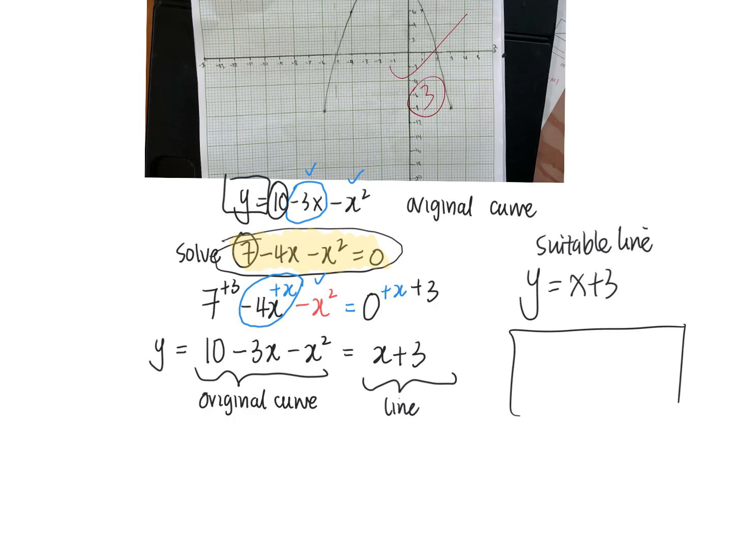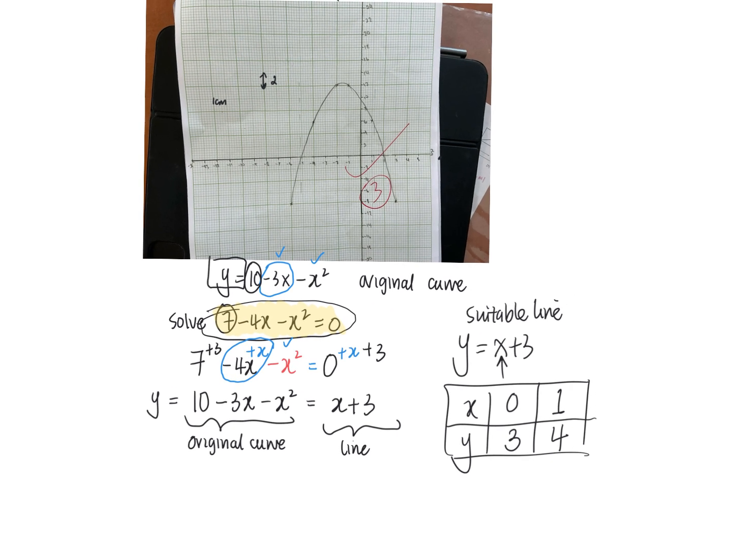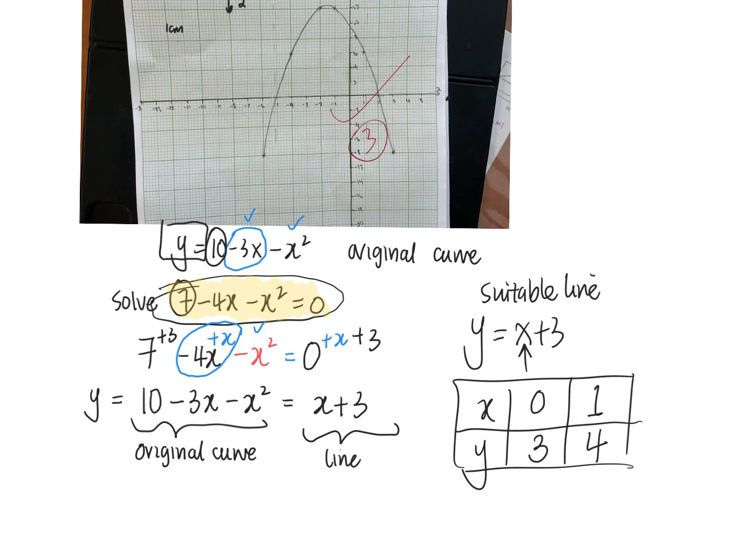For the suitable line, I plot any two x values I want. For example, 0. If I sub in 0 here, I get y as 3. If I sub in x as 1, I get y as 4. So I plot these 2 points on my graph. One is 0, 3, let's say here. One is 1, 4, so here. Then put your ruler through and let it pass through these 2 points.